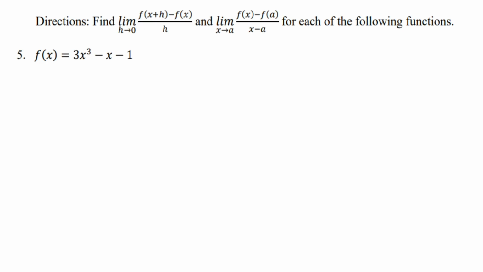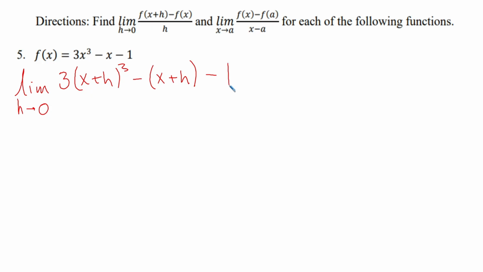All right, for our next one, 3x cubed minus x minus 1. So this one's going to be a little more difficult on our f of x plus h to start with, because now we've got 3 times x plus h cubed, which means we need to know how to expand the sum cubed using Pascal's triangle. And then we'll subtract x plus h. Be careful to put that x plus h in parentheses. Make sure that minus sign gets applied to both things. And then minus 1. And then we'll subtract f of x, so minus 3x cubed minus x minus 1, all over h.